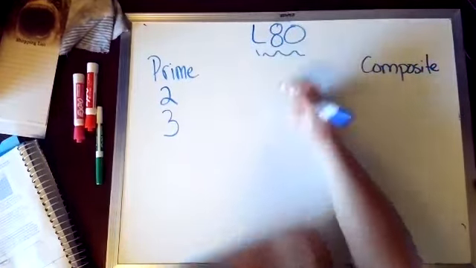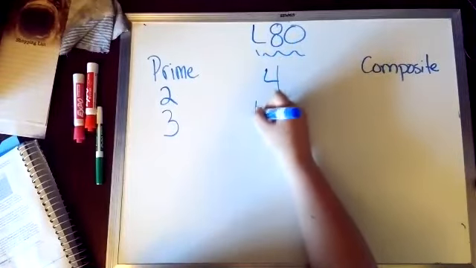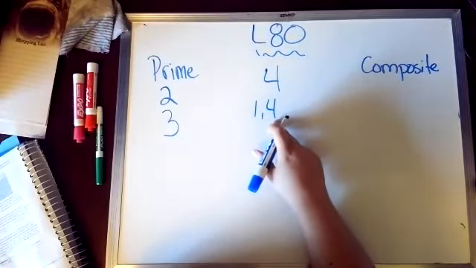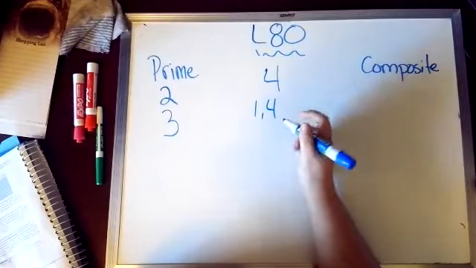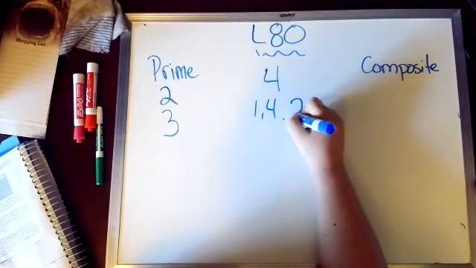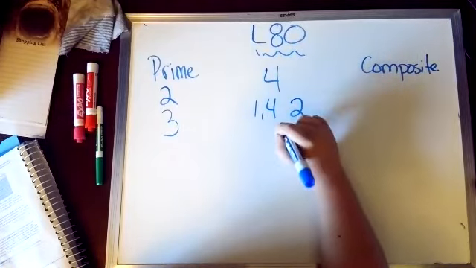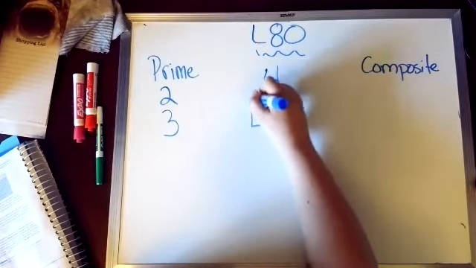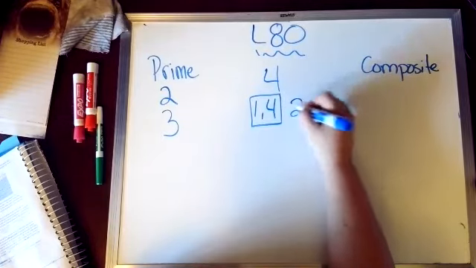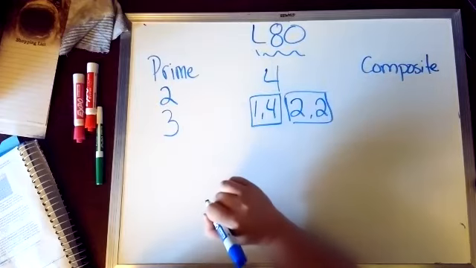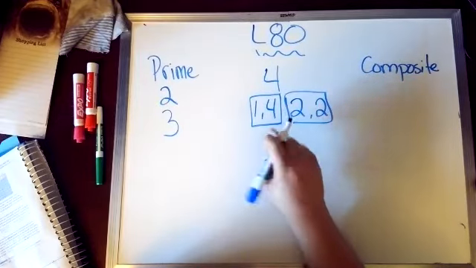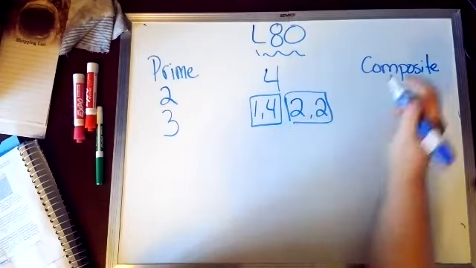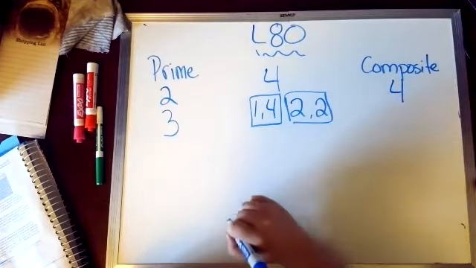So let's keep going. 4. 1 and 4. If you notice, 1 and the number itself is the first one you do all the time. And then if I multiply 2 by 2, it is a factor pair. So 1 and 4 is a factor pair, and 2 by 2 is a factor pair, which means 4 has two factor pairs, which makes it a composite number.